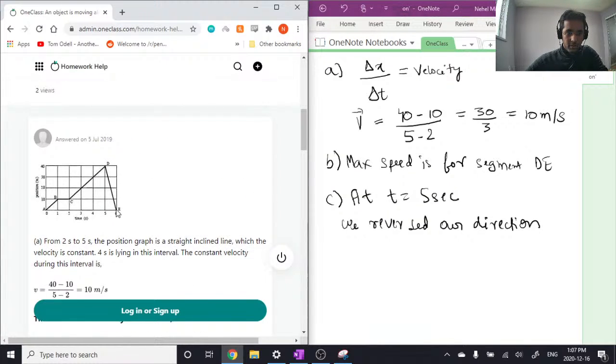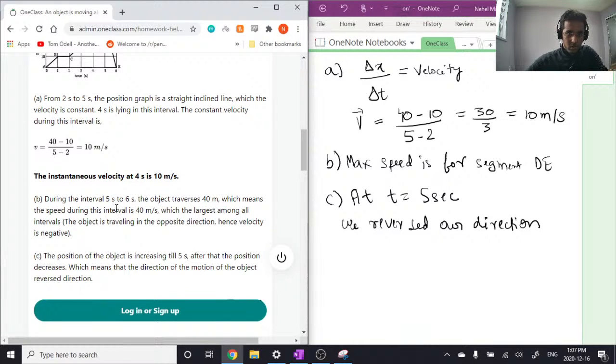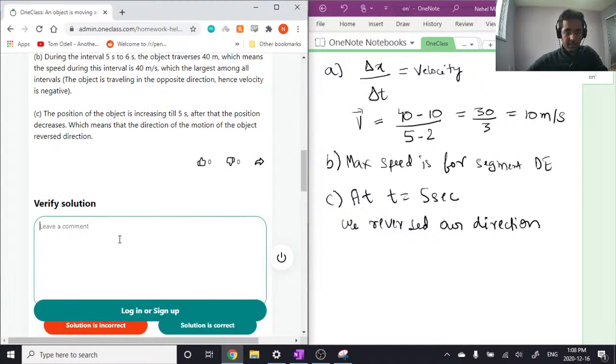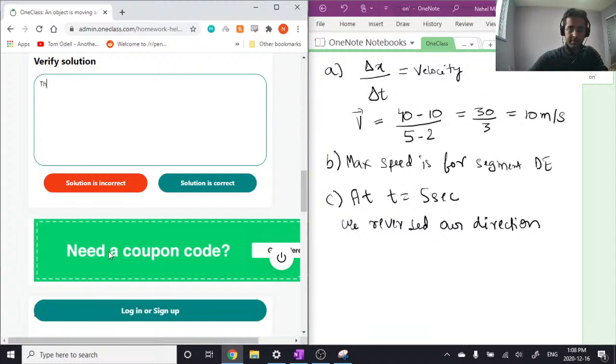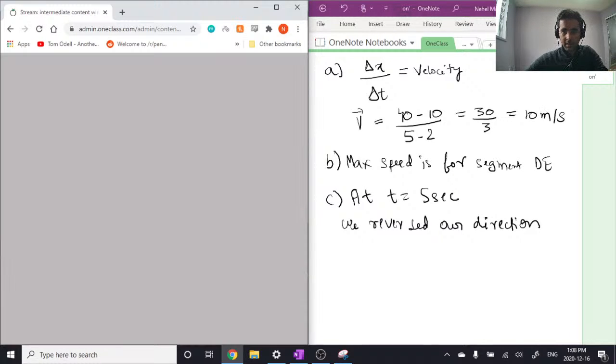And then for the second part, which segment? So the segment is for the DE segment, that's correct as well. And then the position is increasing till 5 seconds. So that's correct. So the solution is correct. Okay, on to the next question.